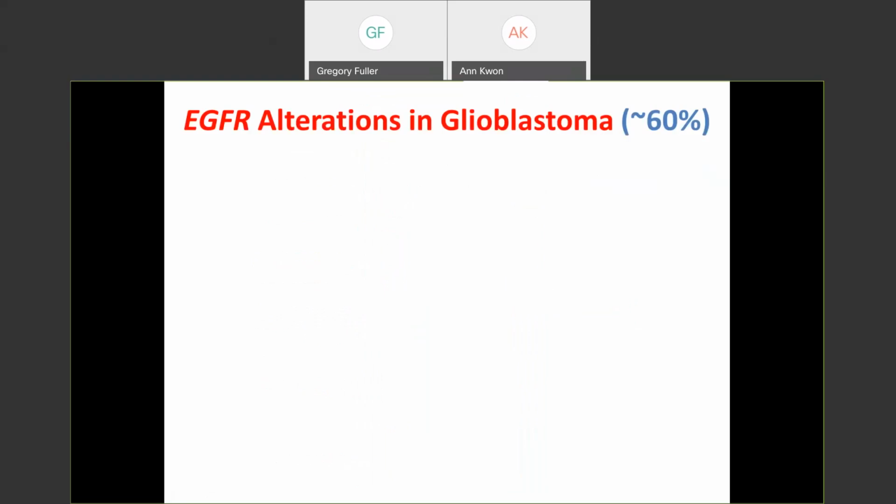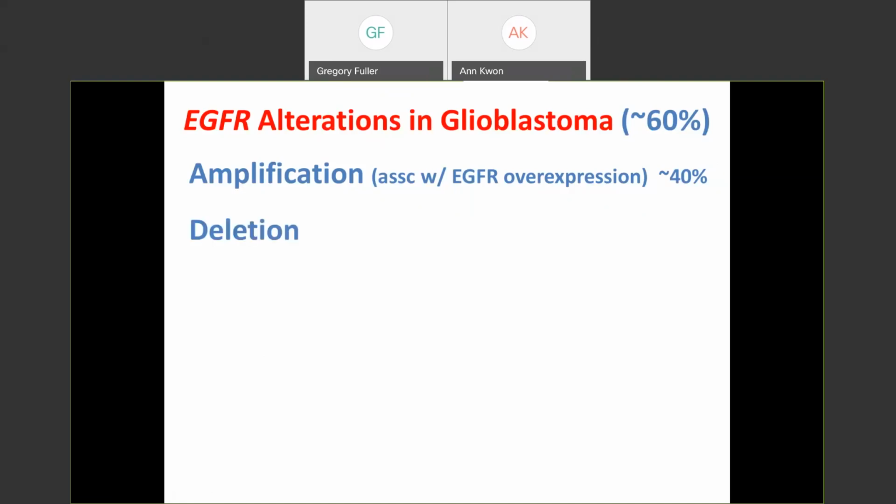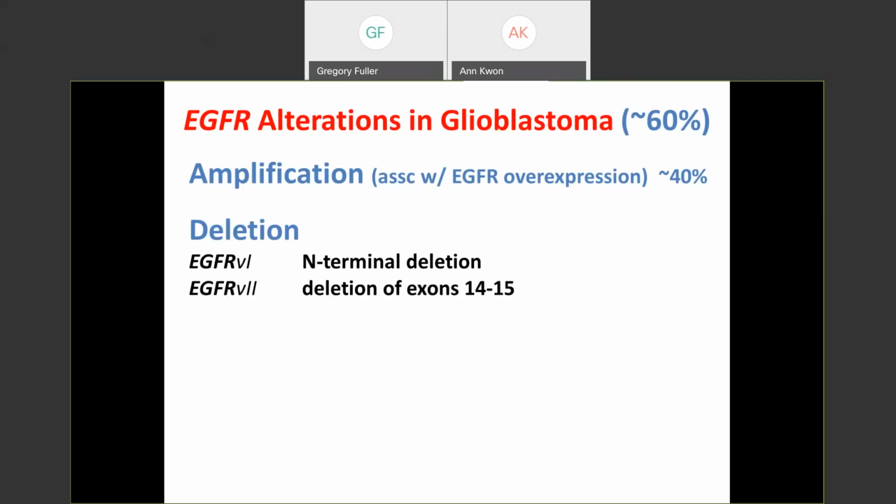Okay, first, and these are approximate. Everything's approximate, depends on the series, but approximately 60% of IDH wild-type glioblastomas will have an EGFR alteration of some type. It's one of the most common alterations in glioblastoma. Amplification is the single most common EGFR alteration, and it's virtually always associated with EGFR overexpression, and that's about 40% of all IDH wild-type glioblastomas. So it's not the majority, but it's a big plurality, if you will. Deletions also occur. EGFRvI, which is an N-terminal deletion, vII, deletion of exons 14 to 15. vIII, exons 2 through 7, that's what we just looked at. That's going to be about 20%. So this is why we don't see it all the time. It's only approximately 20%. Still, that's a big chunk.